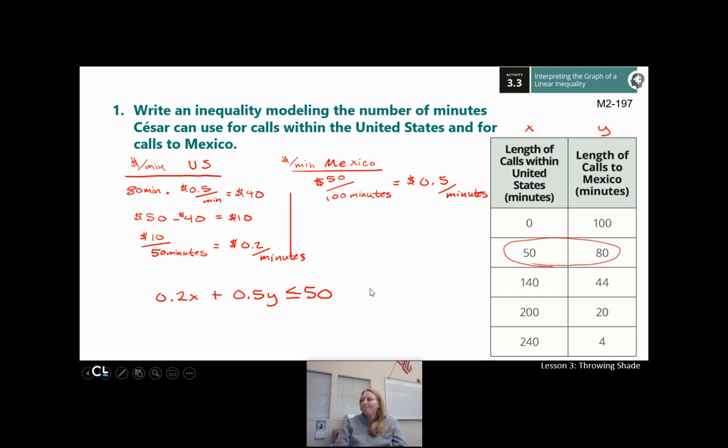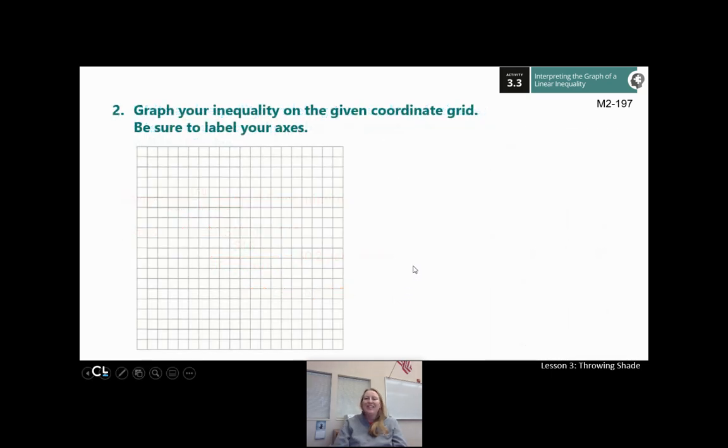Bam. We have an inequality. Yes. All right. So now that we have this lovely inequality, you know what I'm about to ask you to do. Graph the darn thing. So go ahead and hit pause. I'll write it down. Our inequality, what do we have?